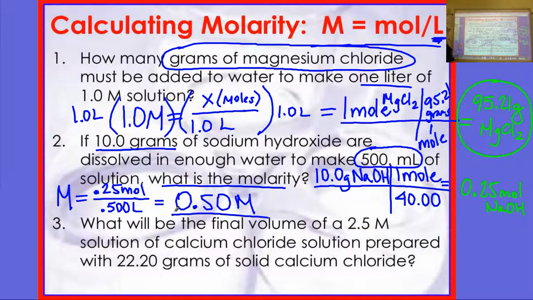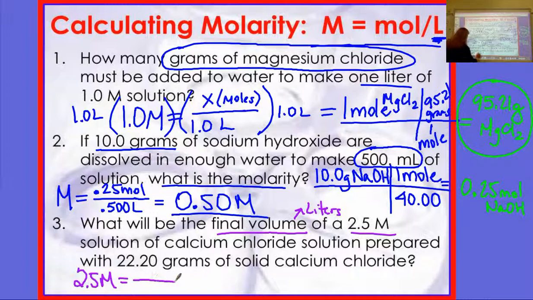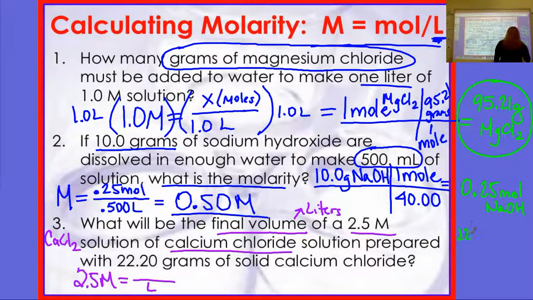And number 3, what will be the final volume? Now I'm solving for liters. I'm given my molarity. 2.5 M equals, I'm solving for liters. My solution is calcium chloride, CaCl2, and I'm given 22.20 grams. I have to convert that. 22.20 grams of calcium chloride.